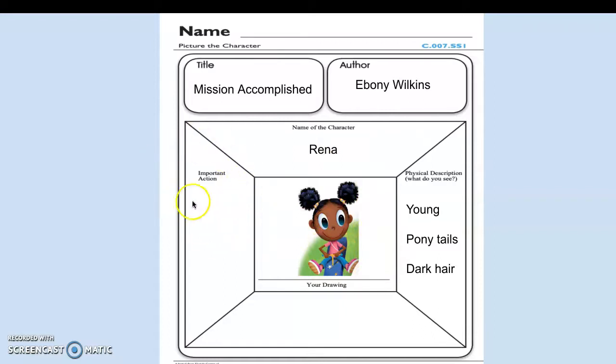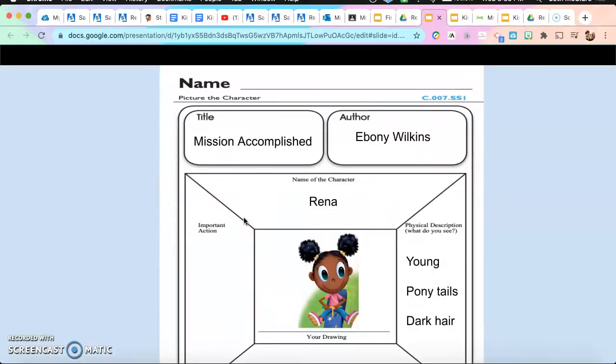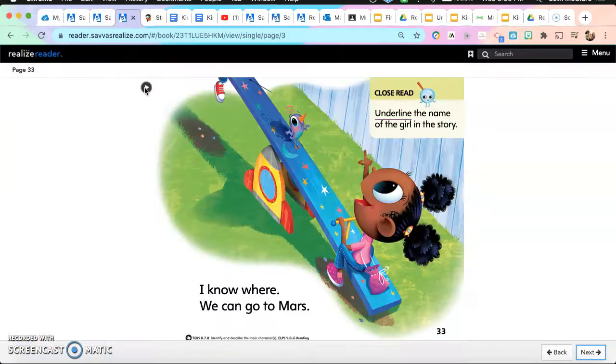Now, we are going to go back into the story and find an important action. See if Raina does any important actions in our story to help us understand her better.